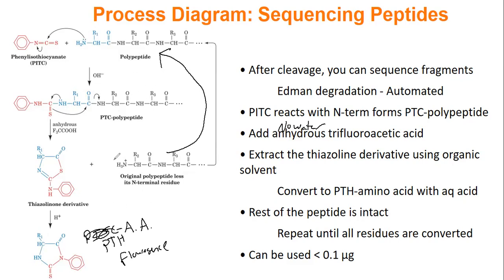Repeat, repeat, repeat. And this way, you are sequencing one amino acid at a time from your protein. And you just figure out, okay, what is the amino acid sequence of my protein? So that's called the Edman degradation method for peptide sequencing.